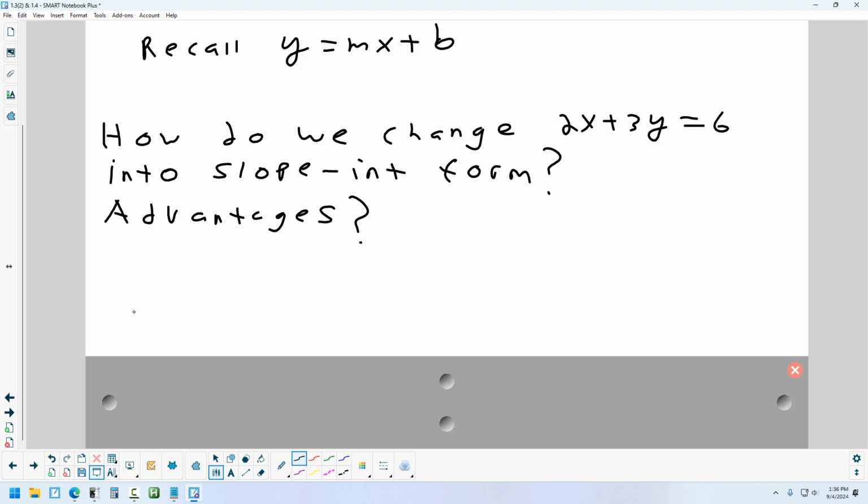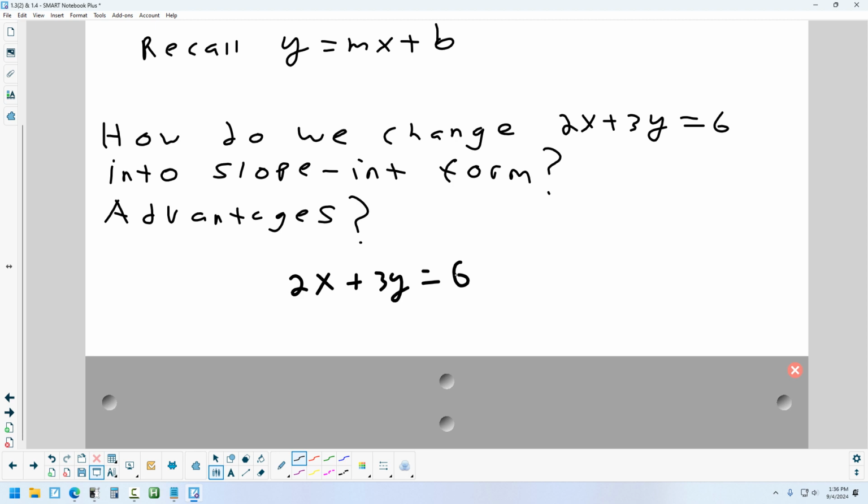So what I have on the board now is 2x plus 3y equals 6. Is that y equals mx plus b? No. But you could put it in that form. Exactly. We can change it into that form. That's what I want to do. What would be your first step to get 3y by itself?